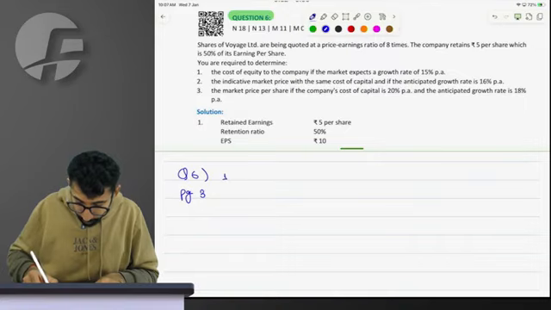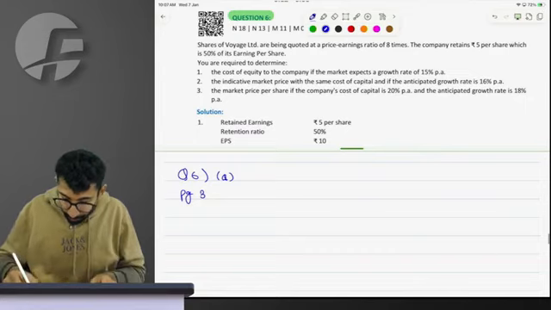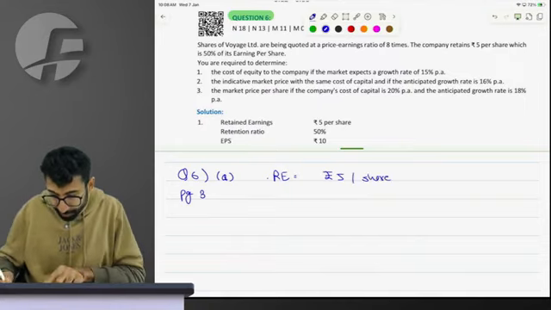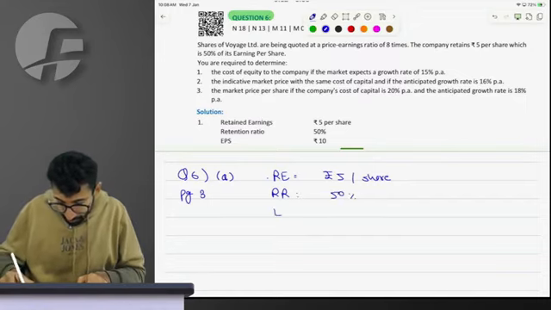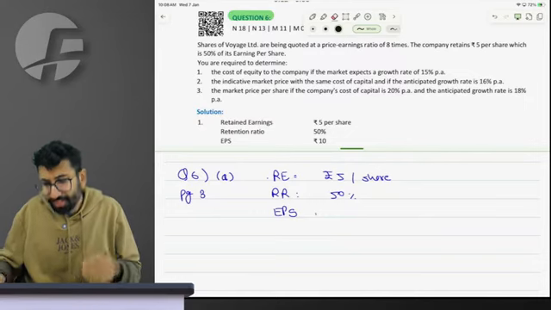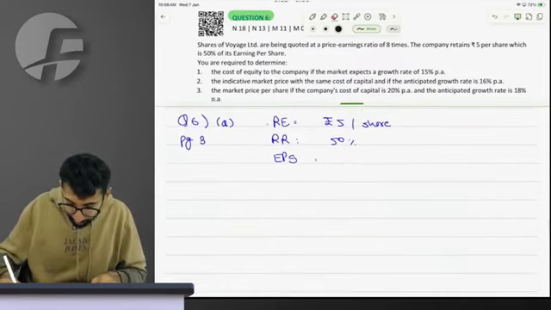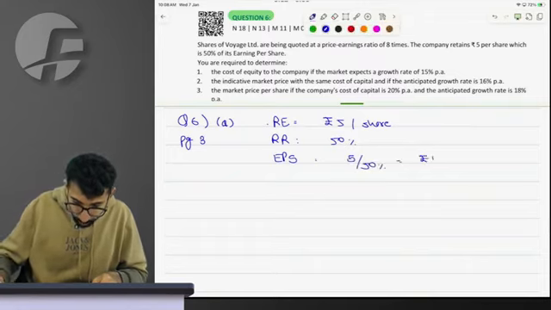We have to first solve part A, calculating cost of equity. So first of all, retained earning is equal to rupee 5 per share. Retention ratio is equal to 50%. So EPS is equal to retained earning divided by retention ratio. In fact, these are not even official formulas. It's okay if you do not write down the formula here. It's like 5 divided by 50% is equal to rupee 10.